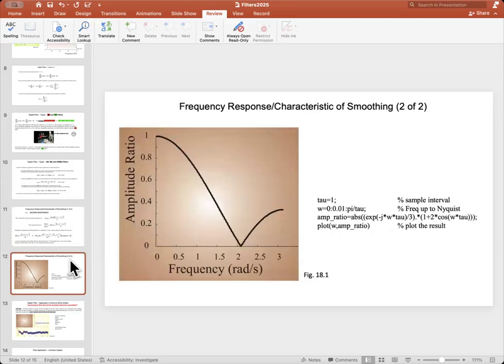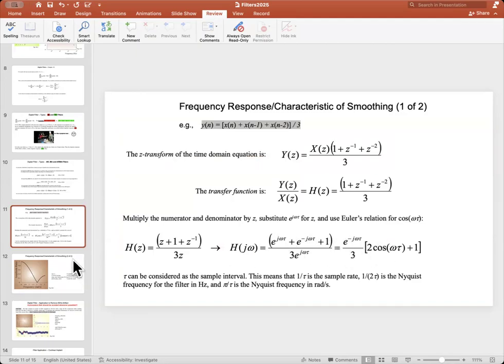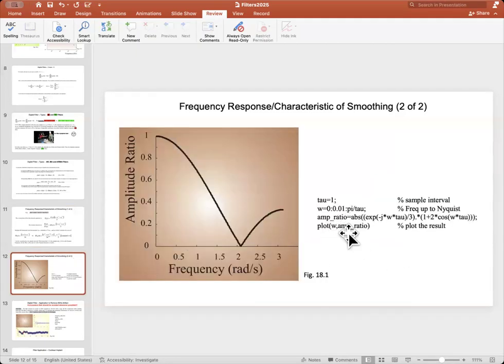You can plot that in different ways, but here you see the MATLAB lines that I used to plot this. This is the omega that we just said. Well, it's going from 0 to π over τ. The amplitude ratio is the expression that we just derived in the previous slide, the lower expression here. We take the absolute value to look at the magnitude, and then we plot the omega and amplitude ratio in this plot on the left side.